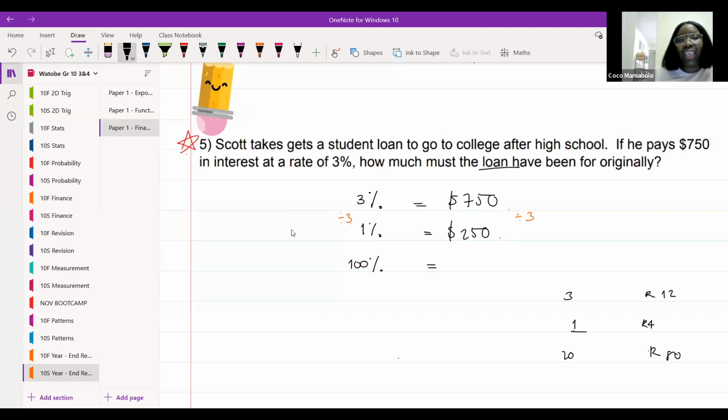Now, how did I get from 1% to 100%? I multiplied by 100. So I'm going to multiply by 100 on both sides. That's going to give me $25,000. Okay, what do we think of that? Much better? I think the mathematics behind it makes a little bit more sense. Correct. So your reasoning is 100% correct.